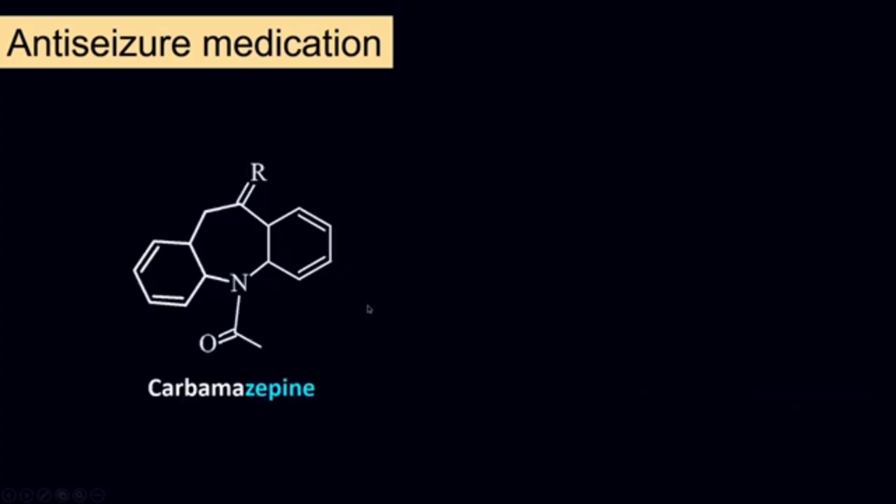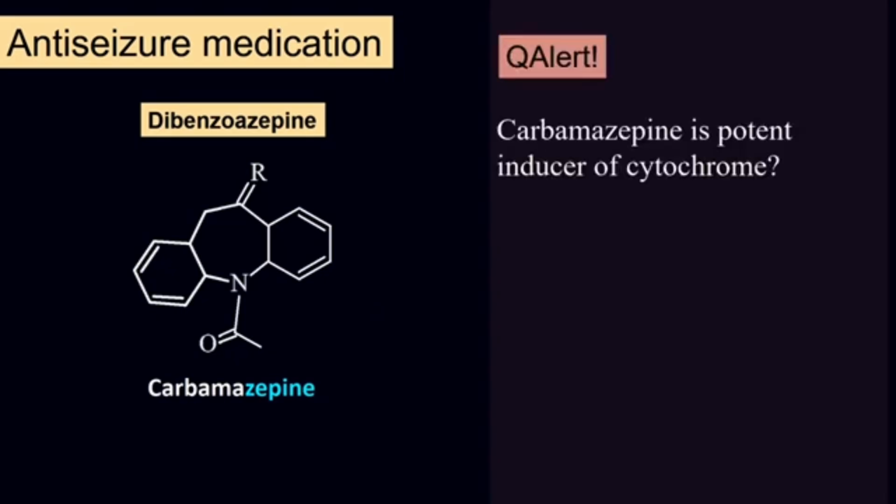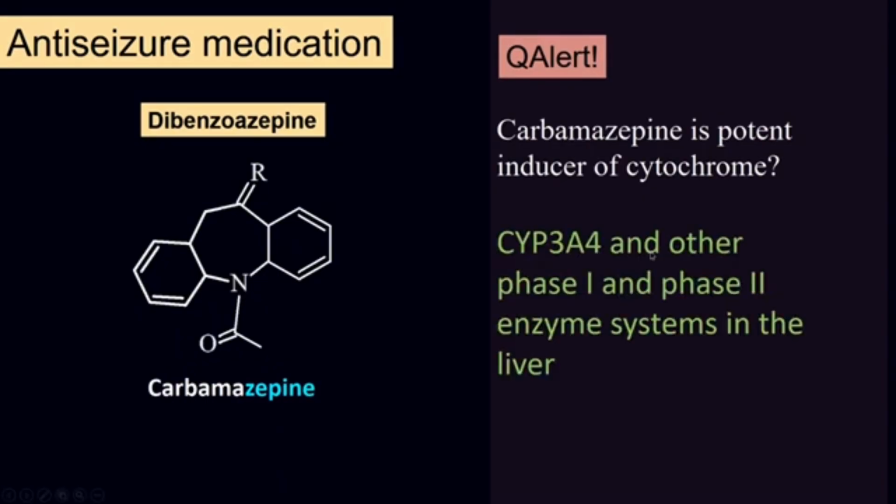Next, here we talk about the anti-seizure medications. There are lots of them. However, carbamazepine is made of dibenzodiazepine. The most important point about carbamazepine is its drug interaction, because carbamazepine is a potent inducer of what cytochrome enzyme? It is a potent inducer of CYP3A4 and also other cytochromes, plus also the phase 1, phase 2 enzyme system in the liver.